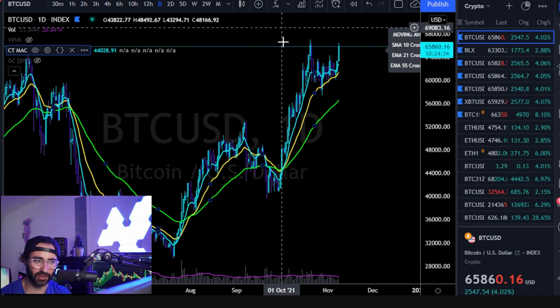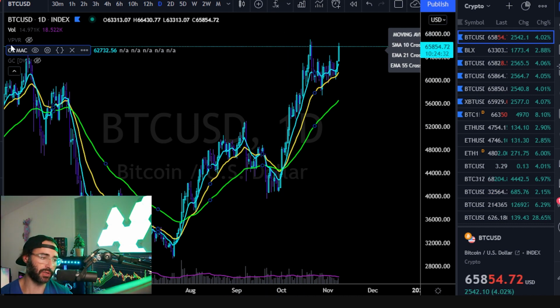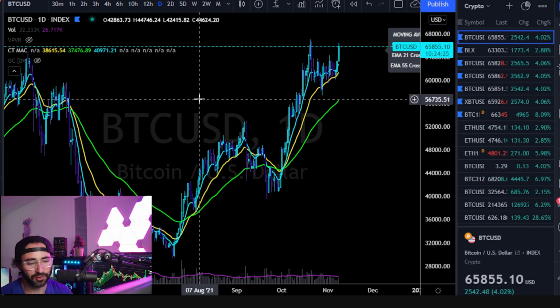You could just plop them on from the public library, or you can use this indicator as well, which is just caretaker's moving average crossover levels. Fair enough. Okay. All right. So what are we talking about right here?